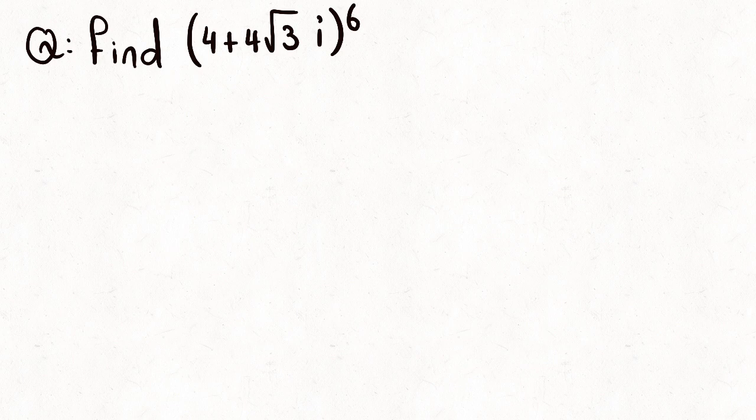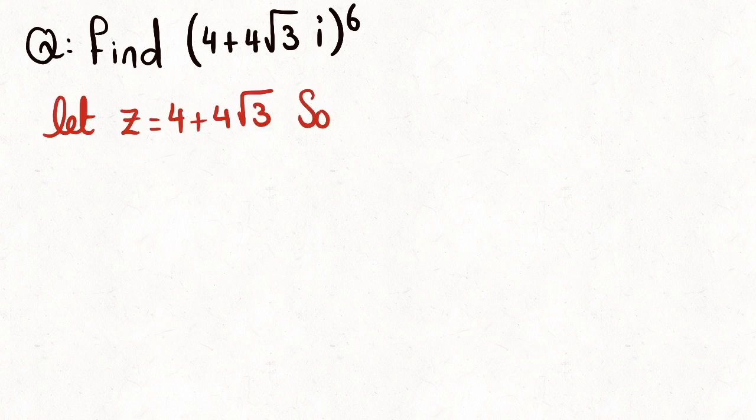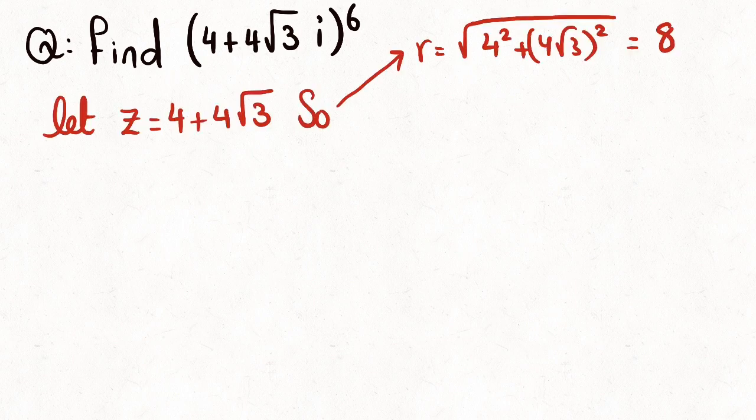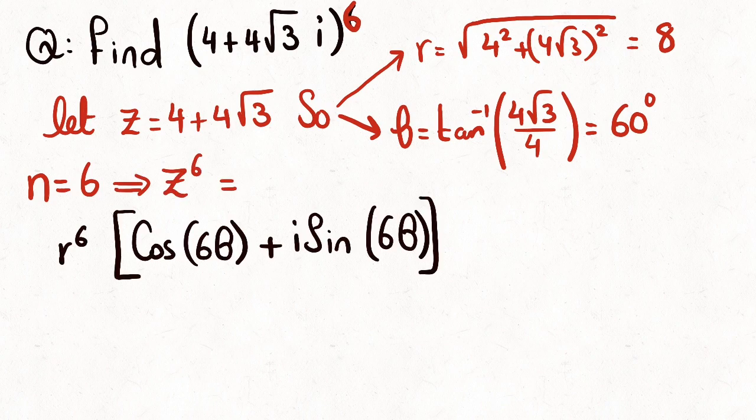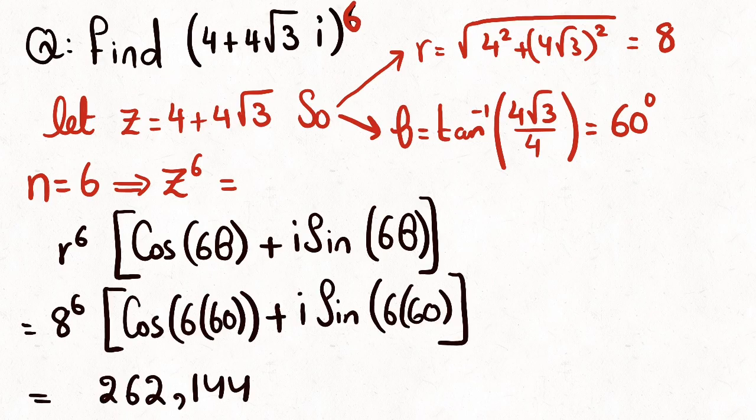First of all, we need to convert this one into polar form. We say z equals 4 plus 4 radical 3i. r we calculated and it will be 8. Theta, we will say tan inverse of 4 radical 3 over 4, which is 60 degrees. Now we will go to the rule. He wants n equals 6. Thus we will say r to the 6 cosine 6 theta plus i sine 6 theta, and we replace the numbers as you will see in front of you.